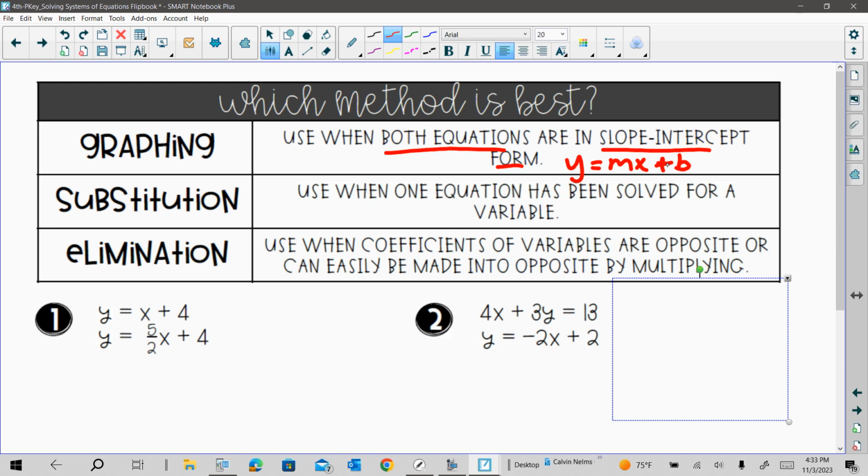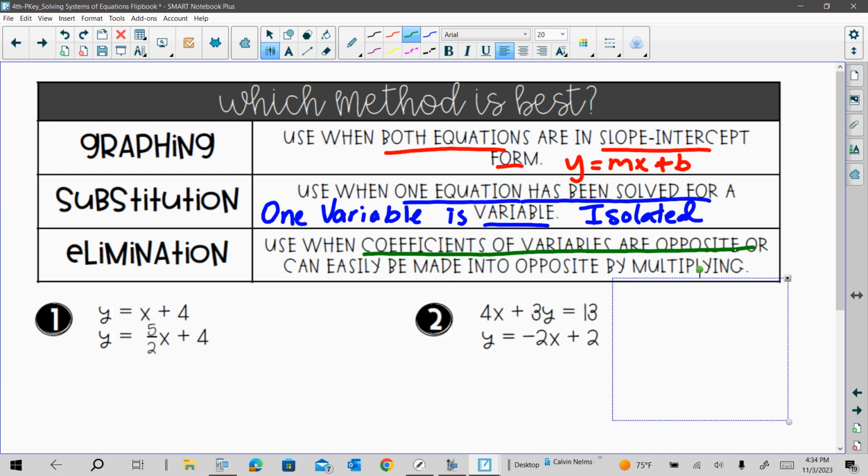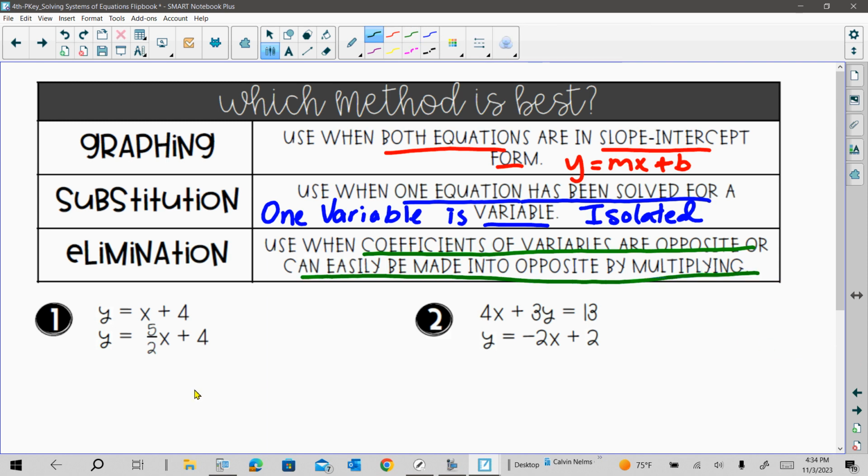Now, for substitution, it says when one of the equations has been solved for a variable. So one variable is isolated. Whenever I see one variable isolated, then I can use substitution. And then elimination is the best method to use when the coefficients of the variables are opposite or can be easily made into opposites by multiplying. I don't know why that's there. Oh, I know why it's there.